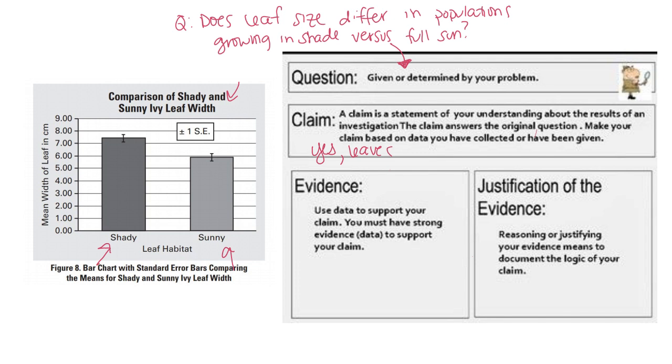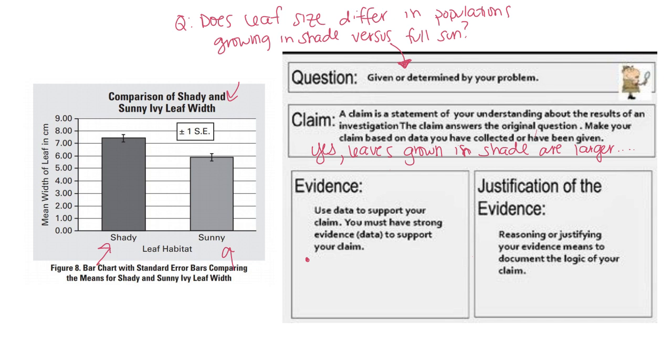Leaves grown in shade are larger than leaves that grow in the full sun. Okay, how do we know that? What's our evidence? And so where do we get our evidence? From our data. So what would we put here?